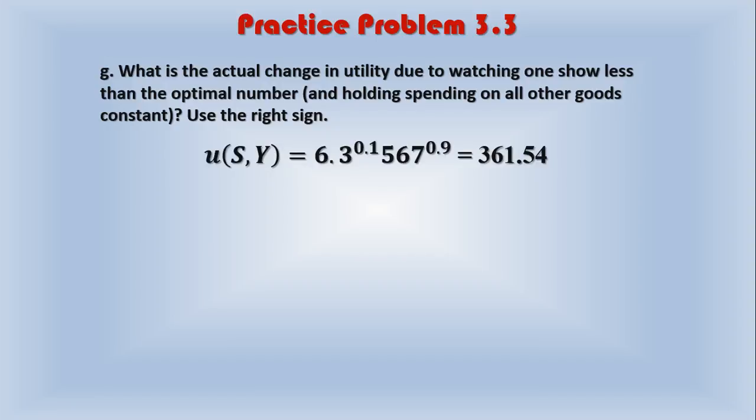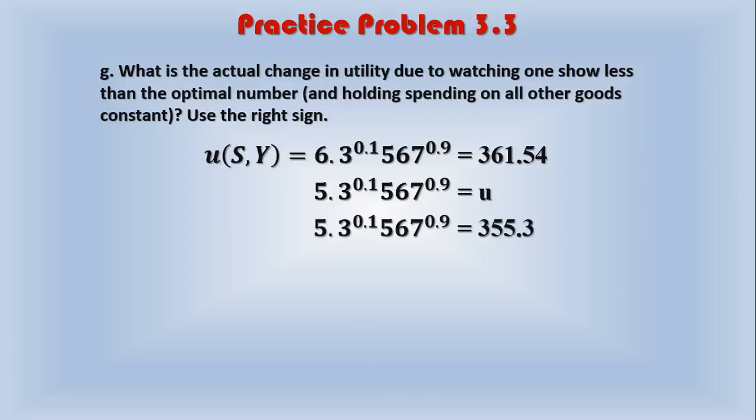So this is the optimal consumption bundle. We know it's 361.54. If we drop our amount of shows by 1 unit, the question is asking us what is our overall utility from that consumption bundle, and it's going to be less. In this case, it's 355.3. So it gets you on a lower indifference curve.